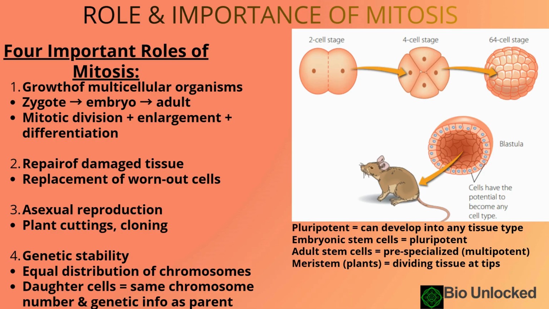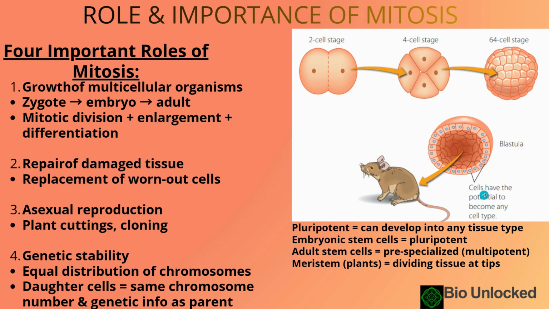In mature organisms like us, when we're 18, 20, not all cells continue dividing. Dividing cells remain at specific locations like the basal layer of skin replacing dead surface cells, or bone marrow producing blood cells. Adult stem cells are pre-specialized. Brain stem cells only make brain tissue. Heart stem cells only make cardiac tissue, which is heart tissue. In plants, tissue that can divide is called meristem, found at the stem and root tips.